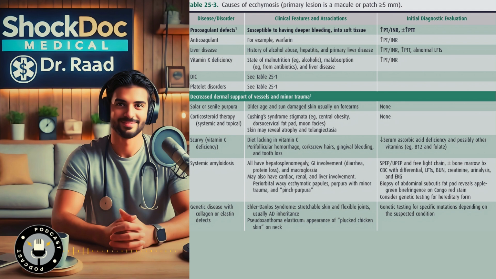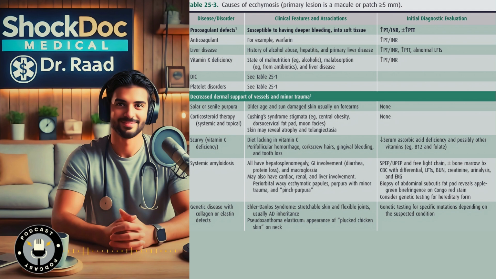Anticoagulant effects. For example, if a patient is on warfarin, you'd see an elevated PT-INR. Liver disease, often with a history of alcohol abuse, hepatitis, or other primary liver conditions. Labs will show increased PT-INR, increased PTT, and abnormal LFTs. Vitamin K deficiency. This might be seen in states of malnutrition, like in alcohol abuse or malabsorption, maybe from prolonged antibiotic use, and you'll again see an increased PT-INR.